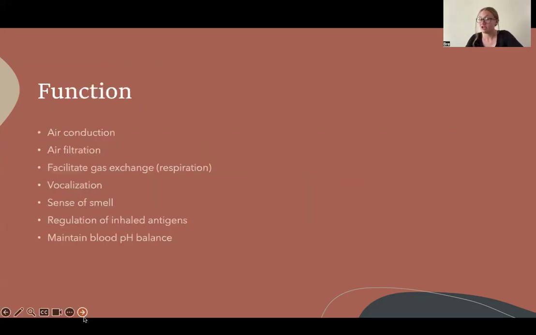Now, we kind of already mentioned the main function of the respiratory system is respiration, which is gas exchange. What gases specifically? Well, we want O2 and we really don't want carbon dioxide, or CO2. Also, air conduction. How does the air get to those respiration zones? Well, they have to be transported there. So, conduction is also part of the respiratory system's function.